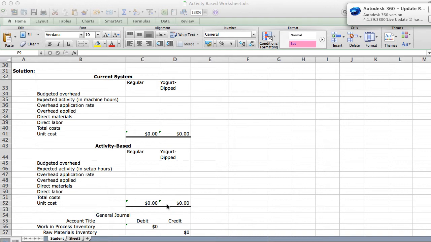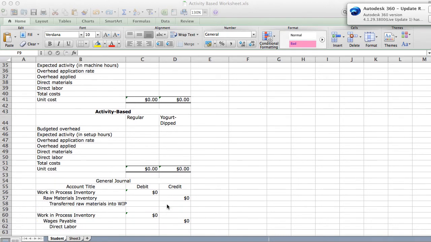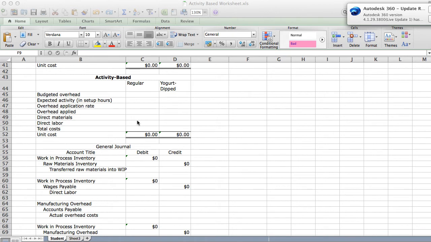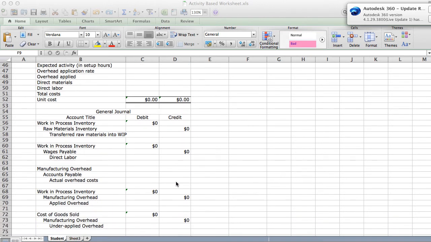The last portion of this exercise is to do the journal entries. I've given you the templates here. I know there was some challenges. We will be assuming in this exercise that the units have sold, and so there is going to be a requirement for the cost of goods sold. For work in process inventory and your raw material inventory, make sure that you're adding the direct materials for both regular and yogurt dipped, and that should be the total number that you're crediting, that you're reducing the raw material and you're adding to the WIP. The same would apply for labor and overhead. You're going to make sure that you add across both on regular and yogurt dipped.